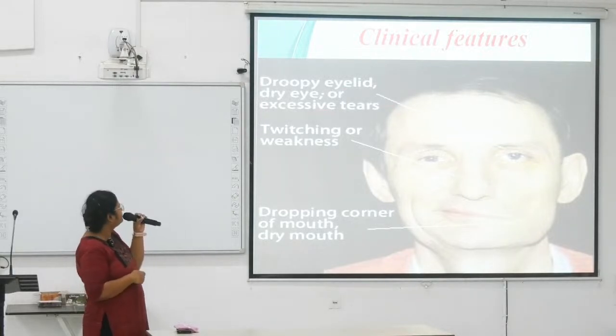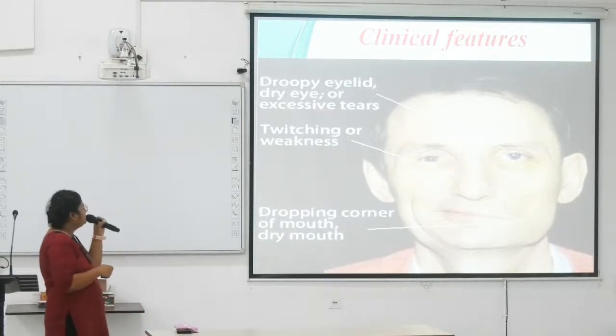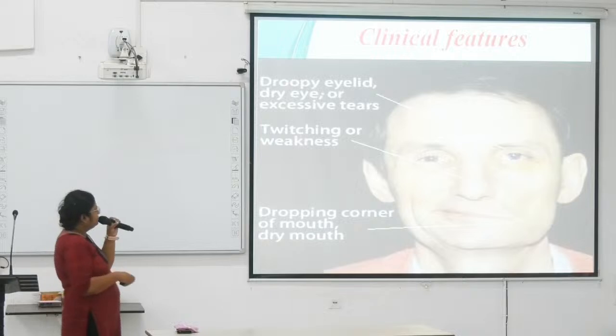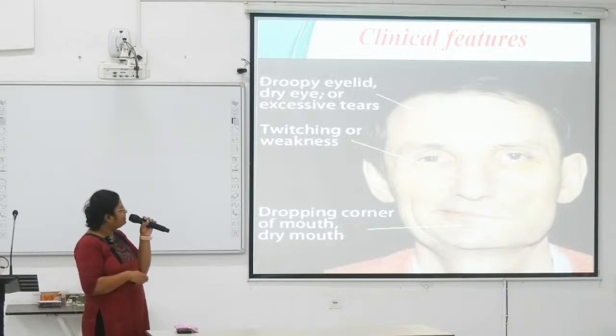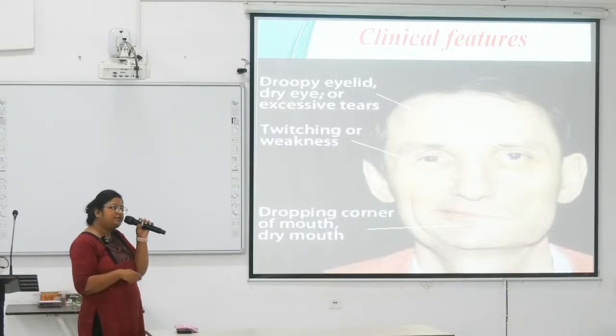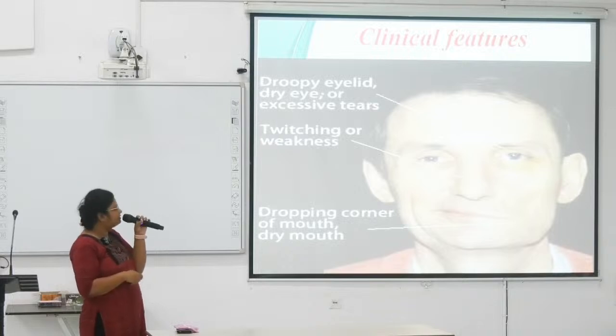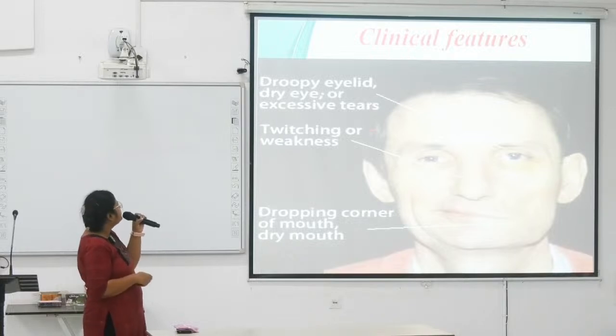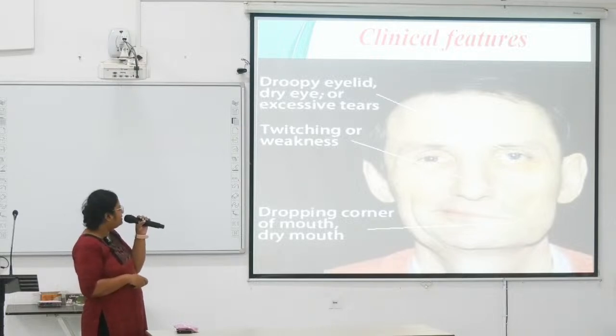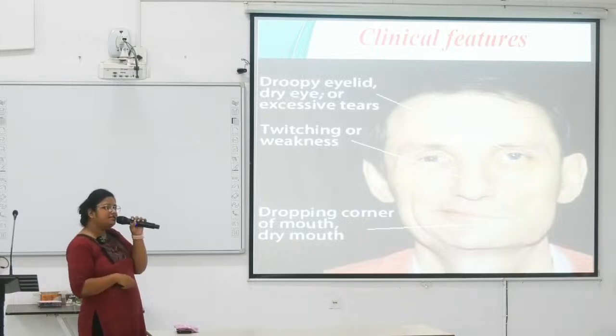These are the signs: drooping of the eyelid, decreased dryness of the ear, excessive tearing. The patient cannot close the eye properly. Okay, that's why the tear fluid is overflowing. There will be twitching or weakness on the affected side, loss of the nasolabial folds, drooping of the angle of the mouth, the corner of the mouth, and there will be dry mouth.